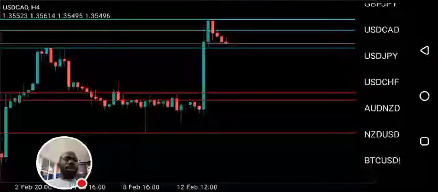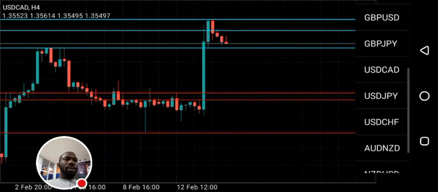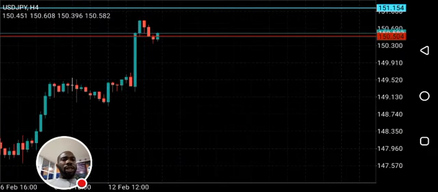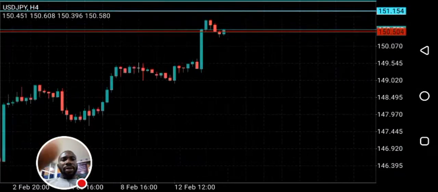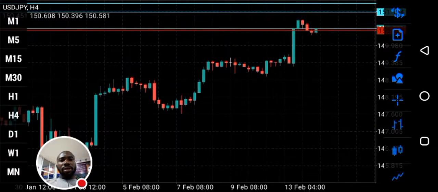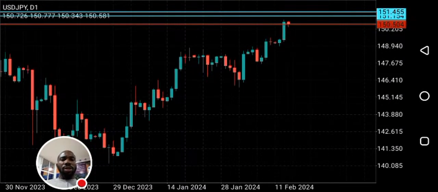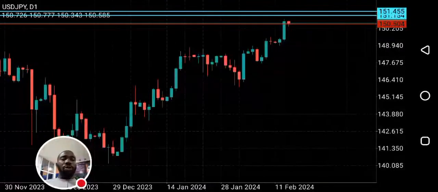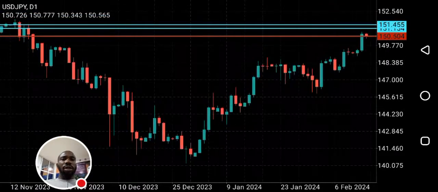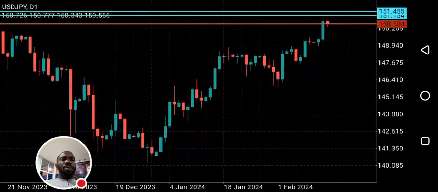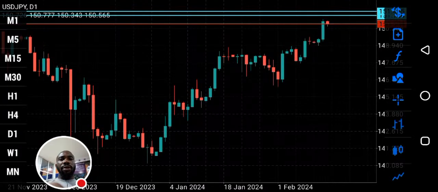Which other pair do you want us to analyze? Okay, let's see USD/JPY. I expect a bearish move on USD/JPY. Let's see how yesterday's candle closed. Yesterday was strongly bullish, and that was because the CPI news favored the United States dollar, so it was strongly bullish. So let's go down to 4 hour.